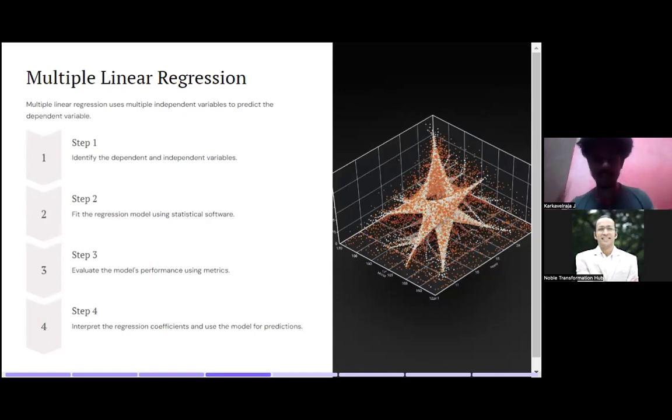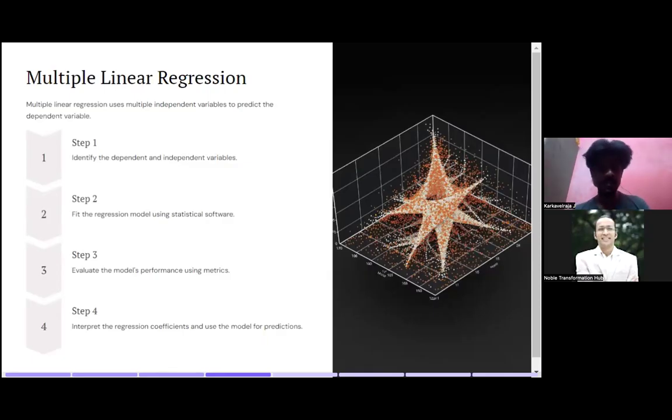So we are having multilinear regression, right? Multilinear regression uses multiple independent variables to predict the dependent variable. First step, it will identify the independent and dependent variable, then we will fit the regression model, that is, we will train the model. Next, we calculate the accuracy. Finally, we interpret the regression coefficient and use the model for prediction.